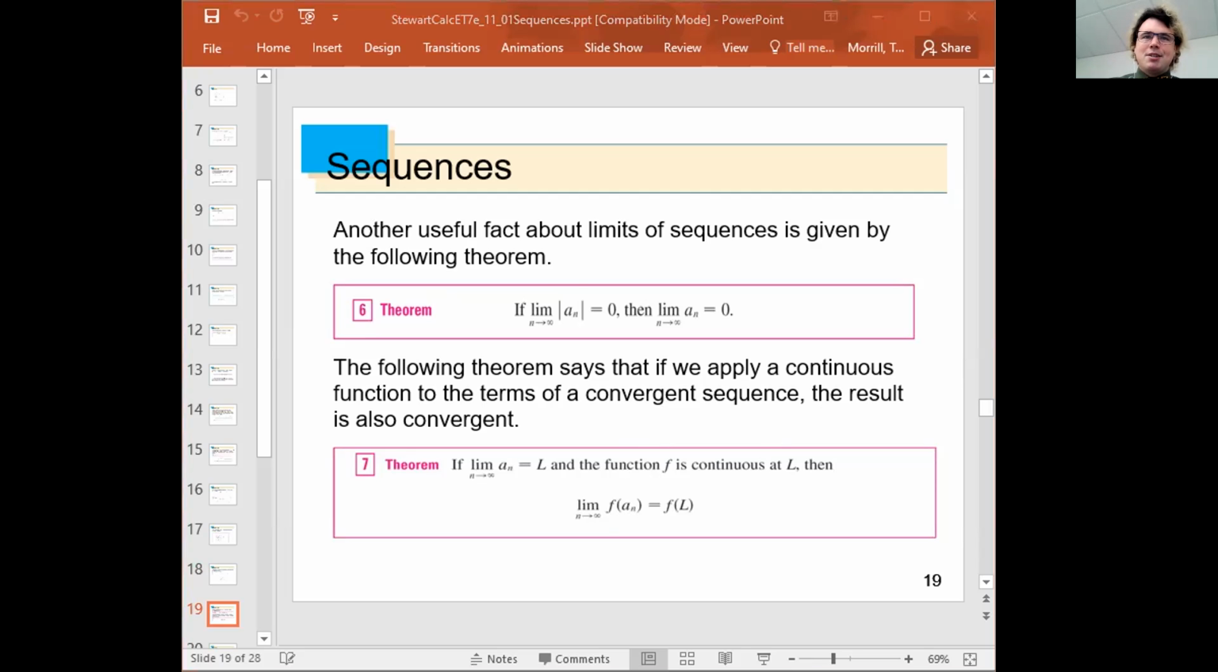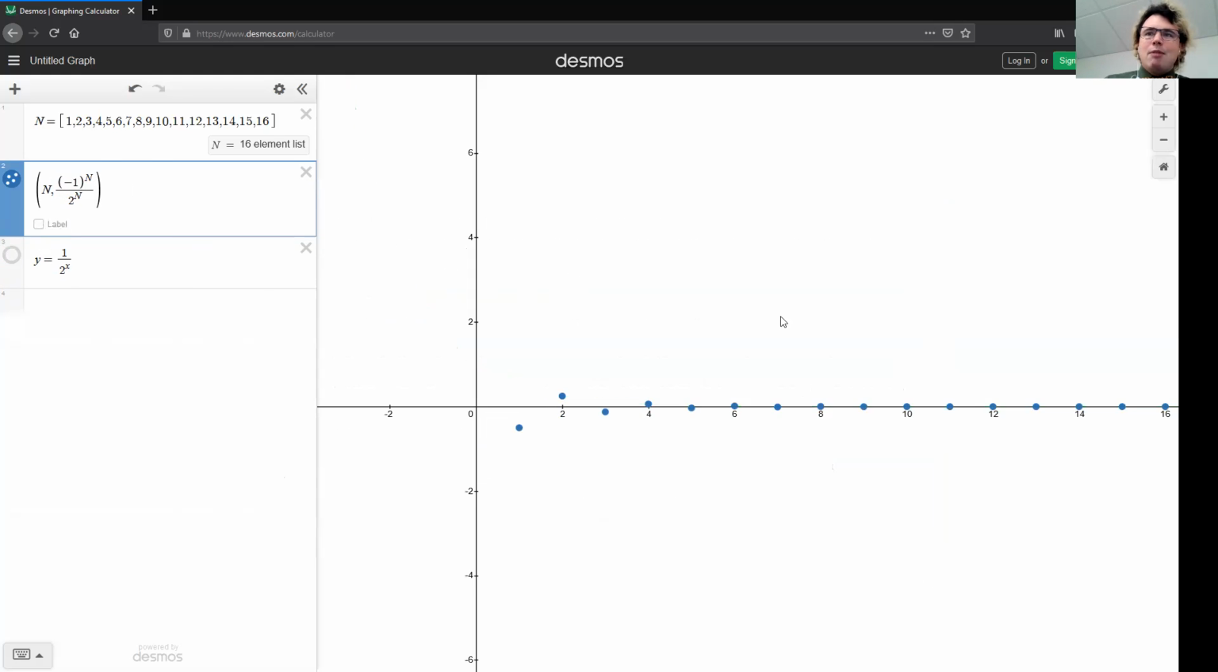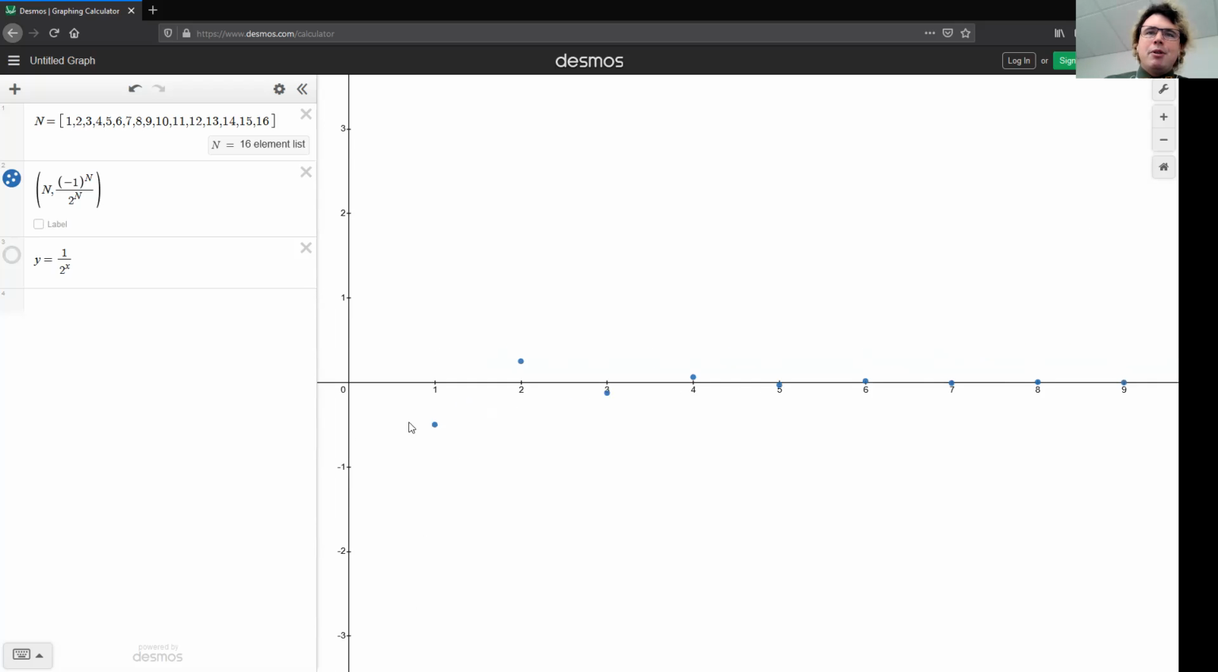So what are these things saying in terms of my picture? Well, maybe my sequence isn't actually 1 on 2 to the power n. Maybe my sequence is minus 1 to the power n on 2 to the n. So now my blue dots, sometimes they are below the x-axis, sometimes they are above the x-axis.